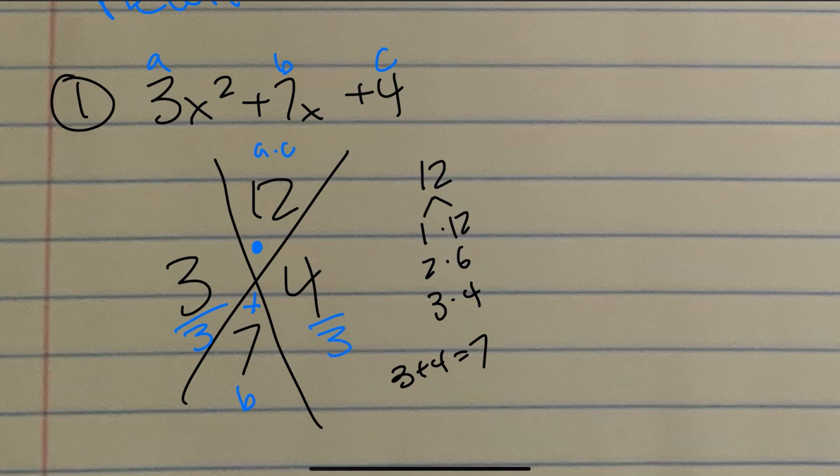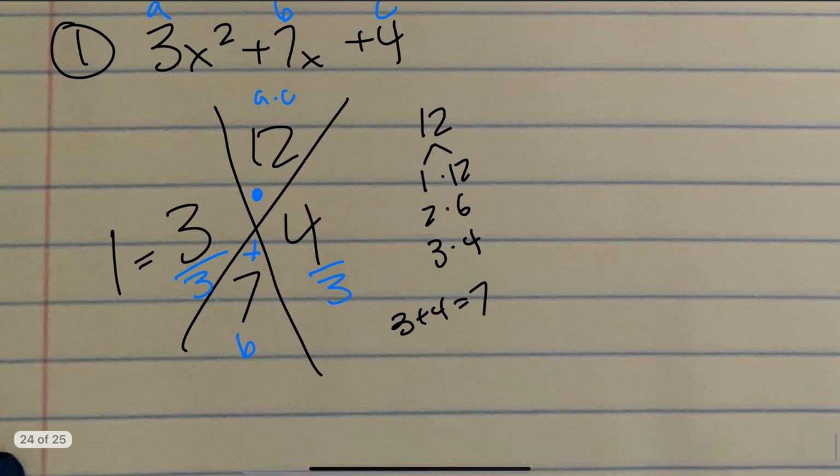Okay, what do I get? I got 3 divided by 3, that's going to be 1. 4 divided by 3, that's going to give me a decimal. I do not want a decimal. I want to check and see if I could reduce this. I can't, that's already as small as it can go, so I'm just going to leave this the way it is.